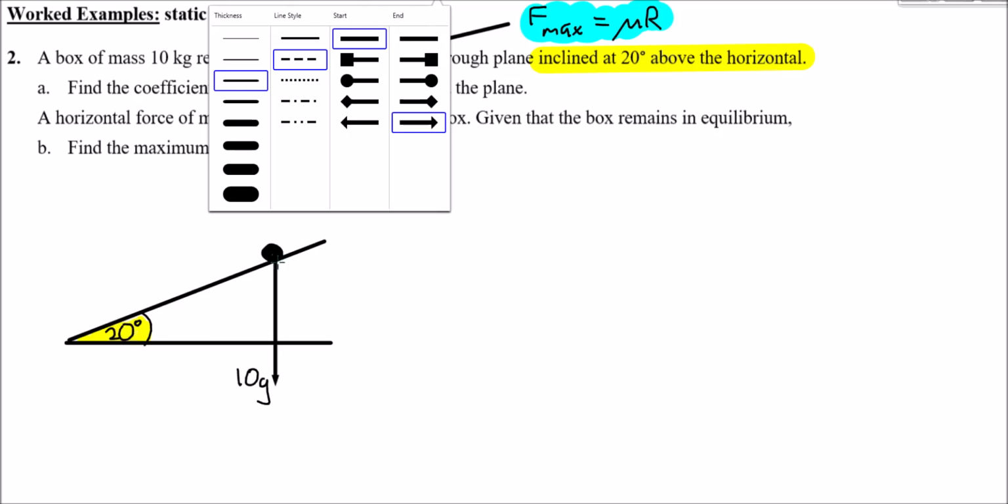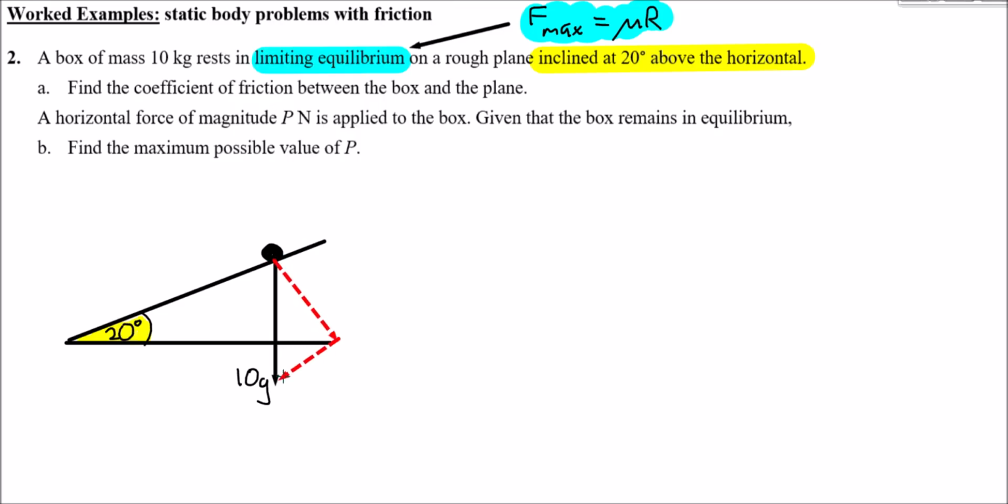Just think, resolve perpendicular and parallel to the plane, the weight. If that's 20, this angle here will be 20. The component opposite to this 20 degree angle will be 10G sine 20. The component perpendicular to the slope will be 10G cosine 20. We're talking about F max, which involves mu R, so we need to label on the normal reaction force. So the normal reaction R will be acting up and away like so, at right angles to the plane.